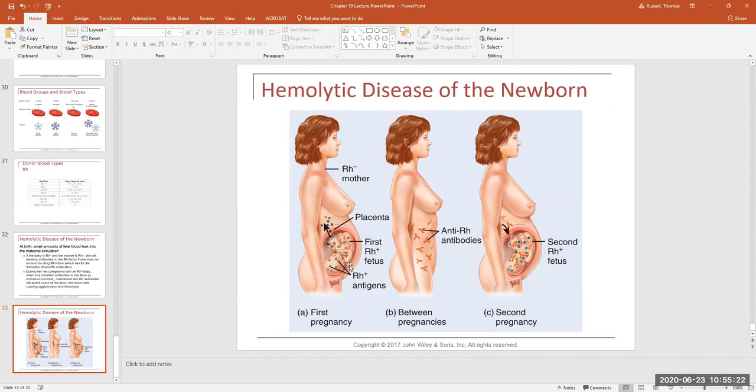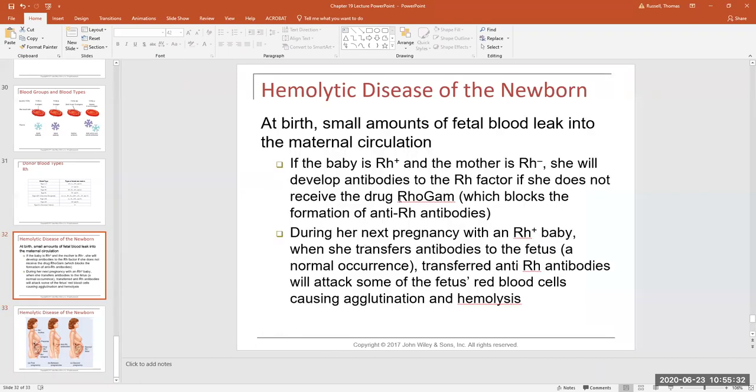However, because the mom's blood and the baby's blood do not mix. However, if the mom does not receive RhoGAM, which is this drug, RhoGAM blocks the mom's immune system from ever producing anti-Rh antibodies.